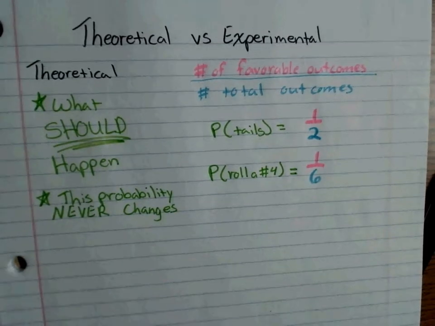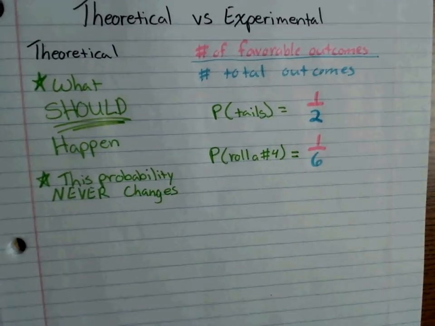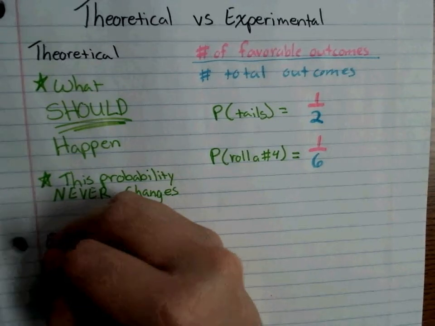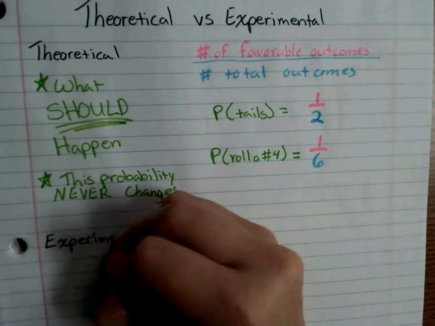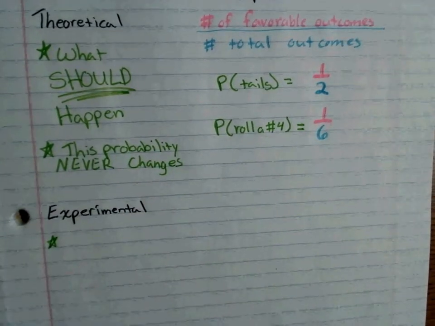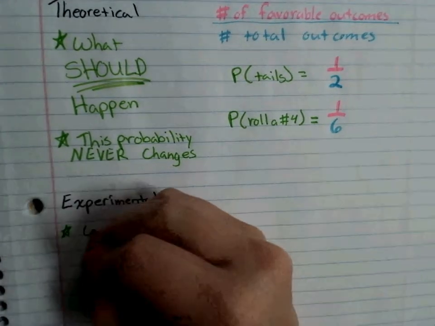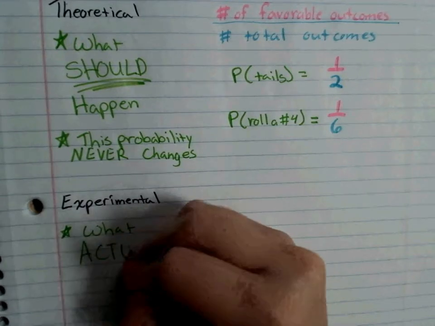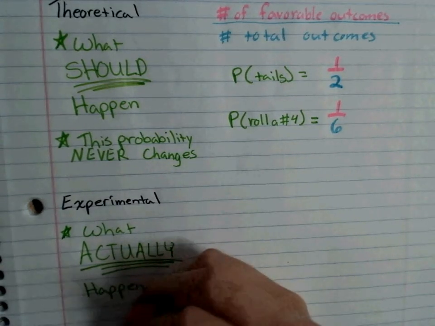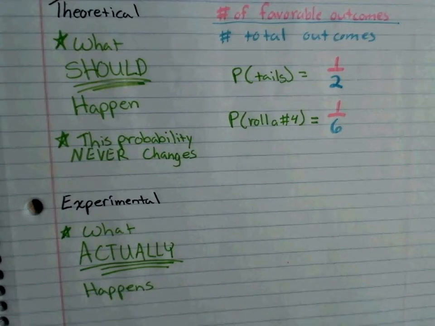Okay, so that's the idea of theoretical probability. In theory, this is what's supposed to occur, but it doesn't always happen that way. Experimental probability is different. With experimental probability, this is what actually happens. So like I said, if I flip the coin 10 times, it might not land on heads 5 times. Maybe it's going to land on heads 2 times and tails 8 times.